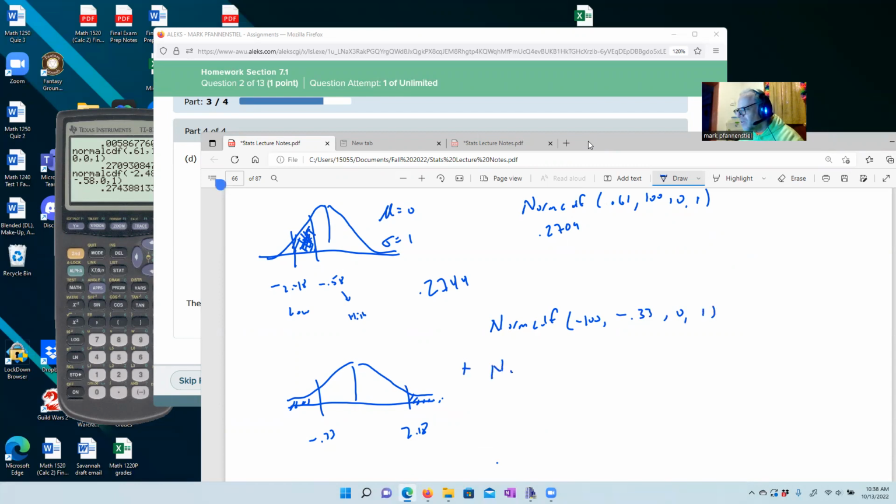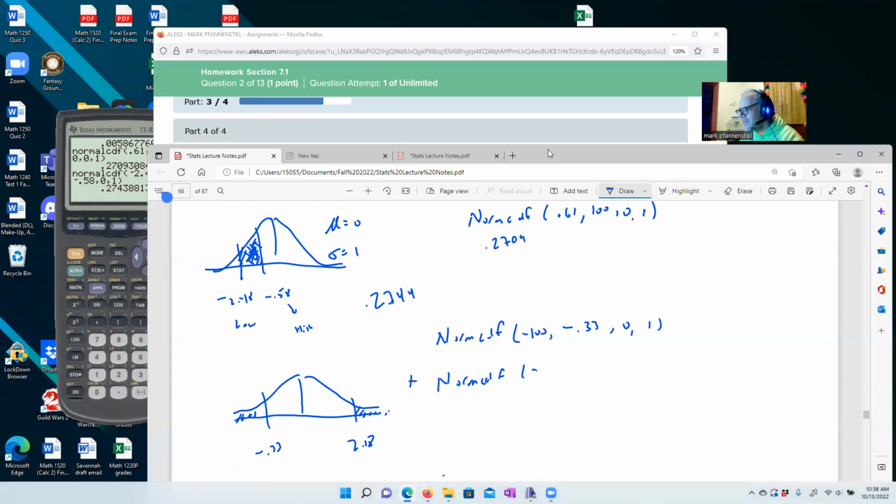Plus norm CDF from, and now we want the positive part, 2.18 to a really big positive number. We'll say 100. Like, I can't do one pull-up, asking me to do 2 is impossible, and asking me to do 100 is not going to happen. So we've got that, and then we just add these two numbers together.